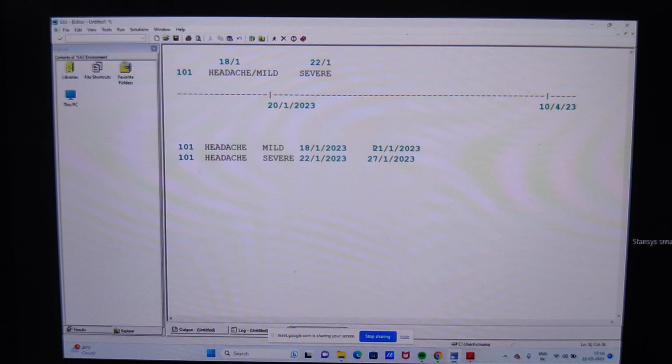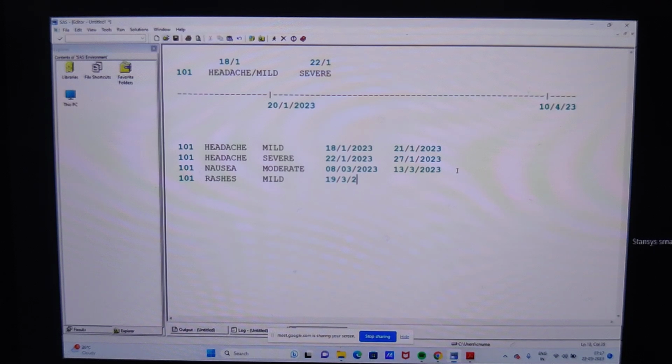Here, everybody, adverse event. Changing with severity, every time we are going to record one new observation. Now, the same subject, some other time, has got one more, say nausea, and this nausea is, say, moderate. It was on 8th March 2023, up to 13th March 2023. This is how the data looks. And the same subject has got one more adverse event some other time, say rashes. Those are mild rashes, from 19th of March 2023 to 23rd March 2023.